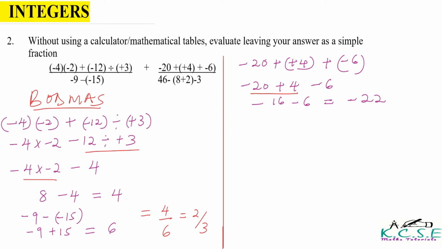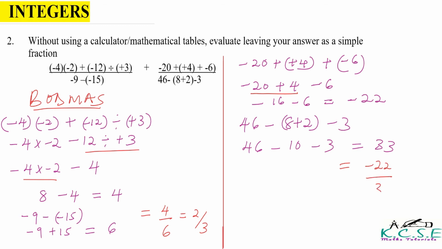The denominator on this end, 46 minus 8 plus 2 minus 3. Working out the brackets first, get 46 minus 10 minus 3. Then subtract these because you don't have any other operation. 46 minus 10, that is 36 minus 3 gives 33. So the solution on the right hand side therefore will give negative 22 divided by 33.